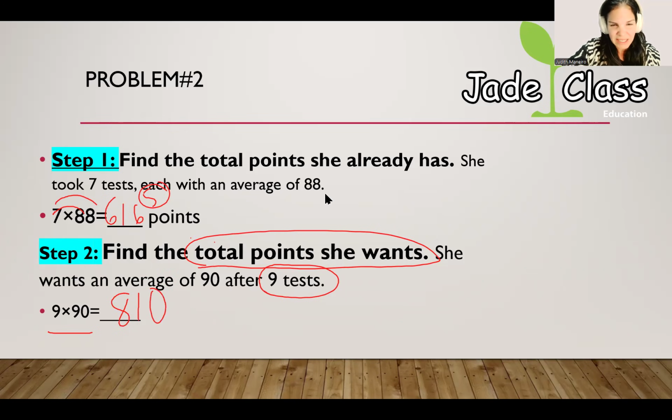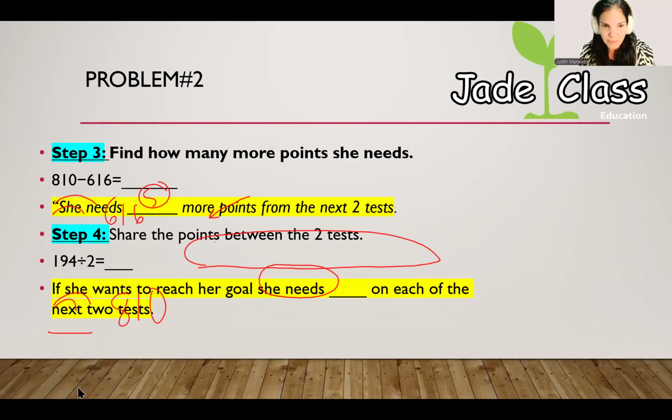810. That's right, because 9 times 0 is 0, and 9 times 9 is 81. So 810. That's how many points she wants to get. And now this is how many points she has. She has 616. So for us to know how many more she needs to be able to be successful, we need to subtract.